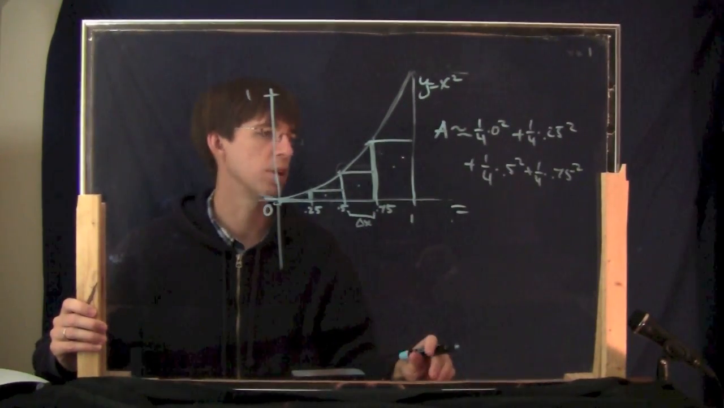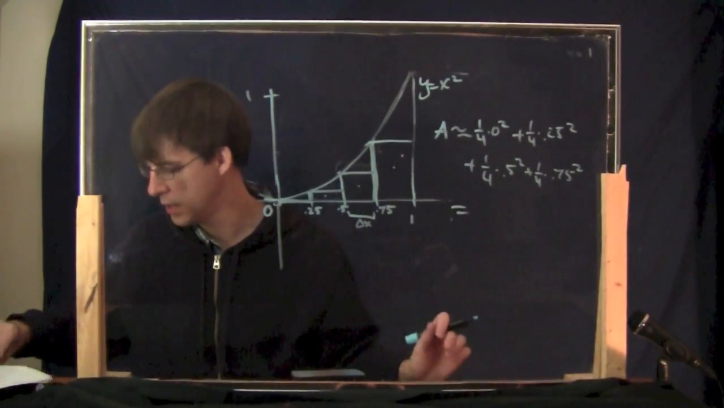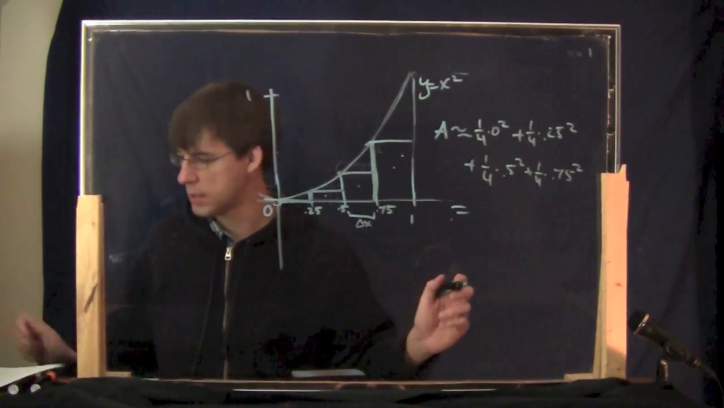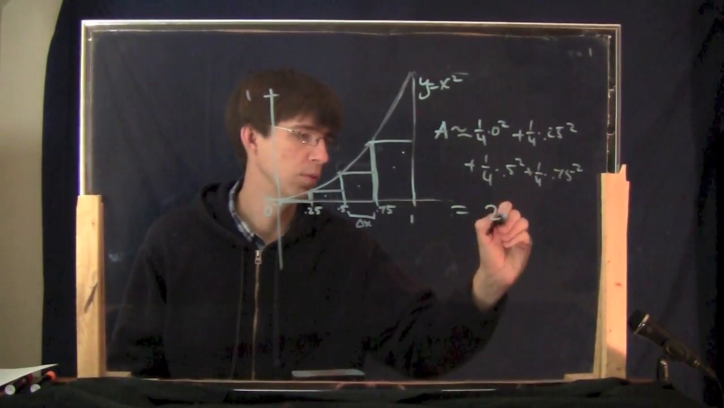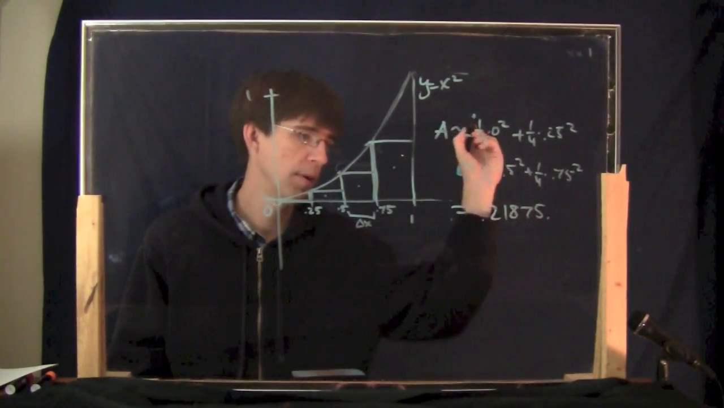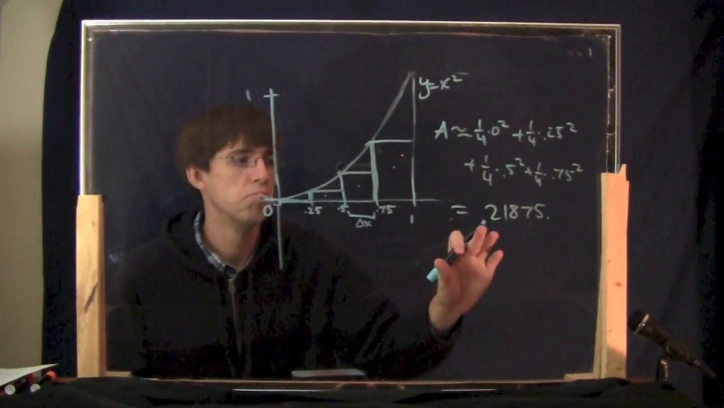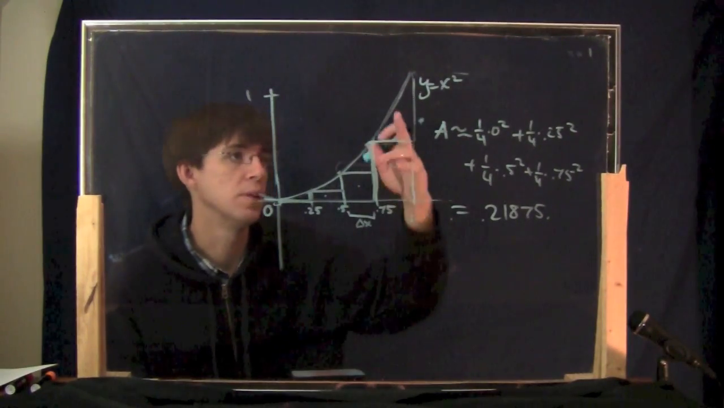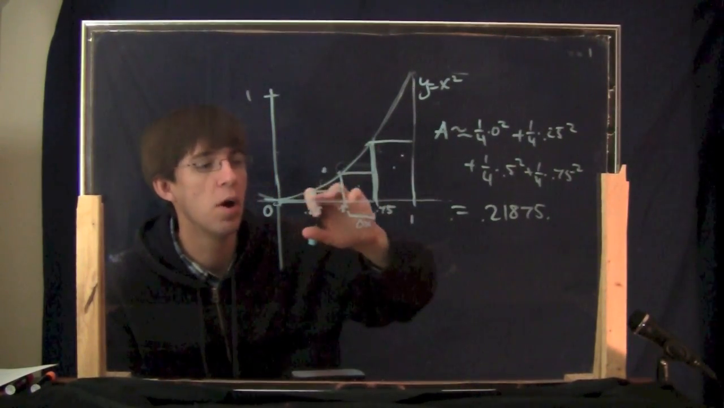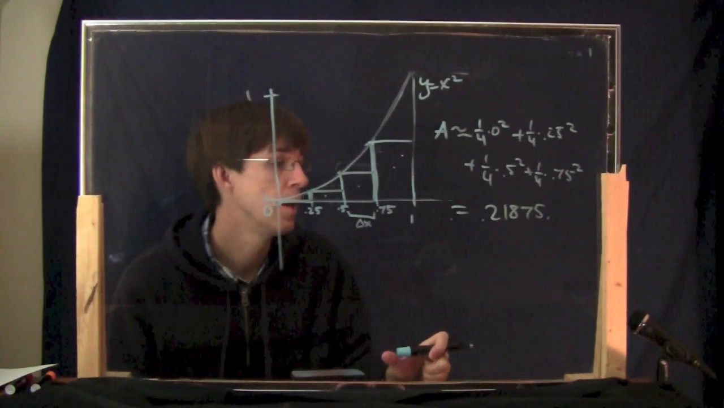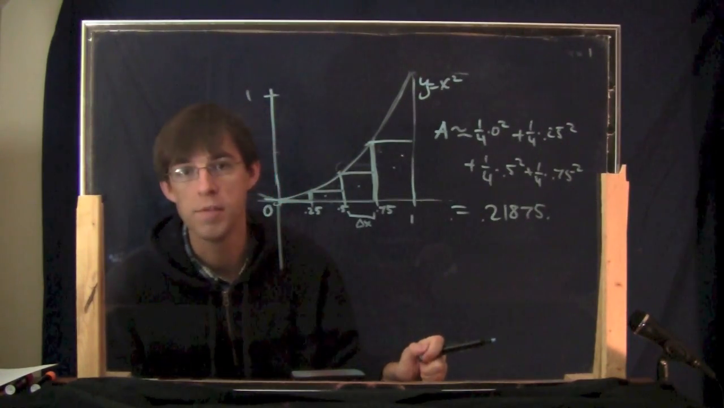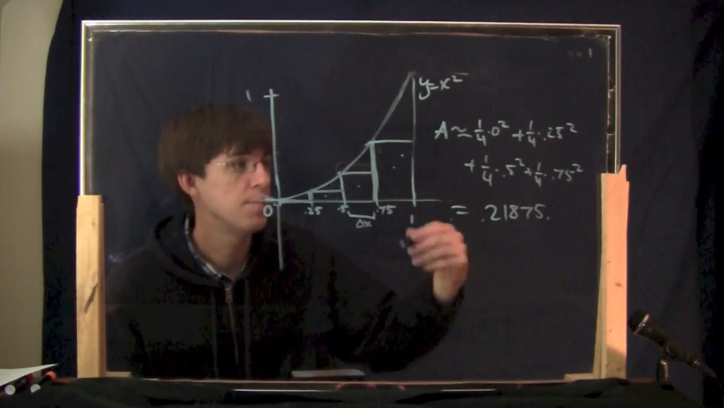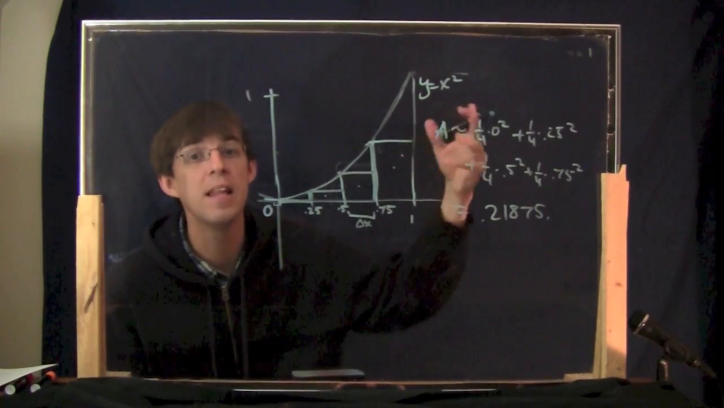This also you can plug into your calculator if you really want to know what the answer is. And you get 0.21875. All right? No surprise, this is less than the true area, which is 1/3. That's because you can tell on the picture these rectangles are underestimating the true area. 0.21875. Great. This is called the estimate of the area with n equals 4 and the left endpoints.